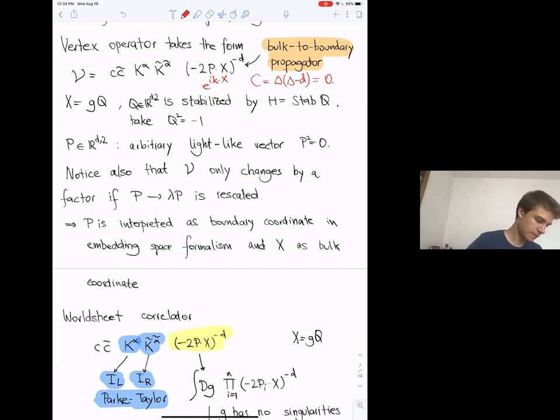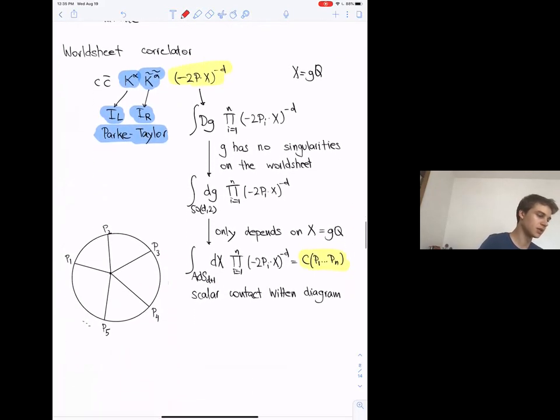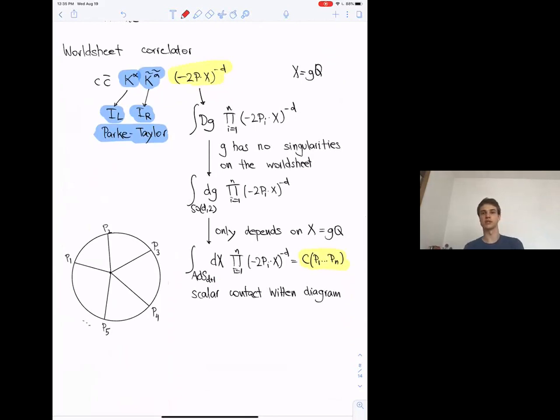Okay, so now we have the vertex operators. So let's go on to compute their correlators. Essentially, the part that was present in flat space is exactly the same. So C and C tilde just give you some Jacobian from the gauge fixing, and the K and K tilde lead to these two Parke-Taylor factors. And finally, we have to compute the correlator of these bulk to boundary correlators.